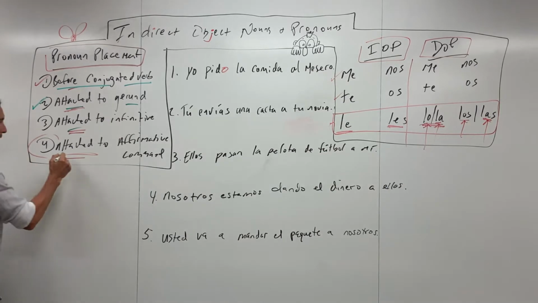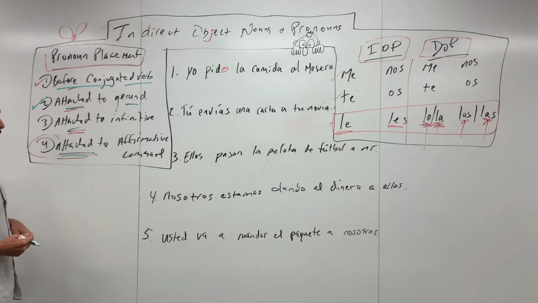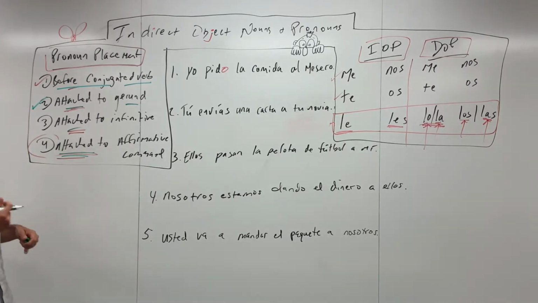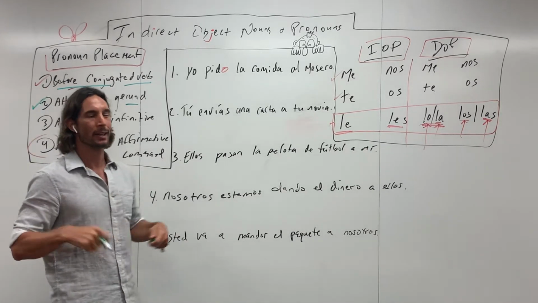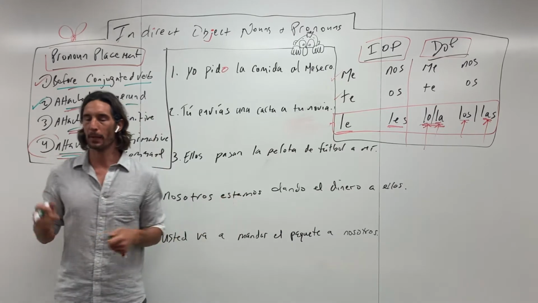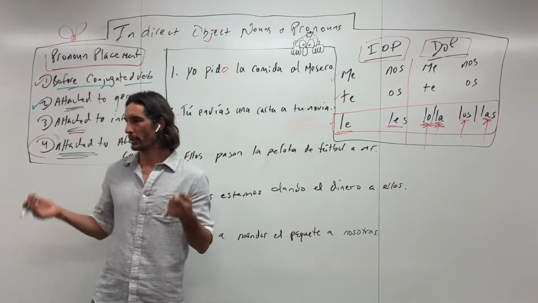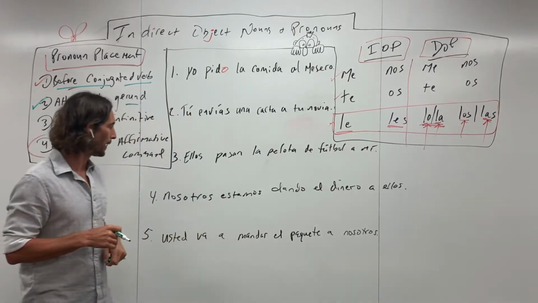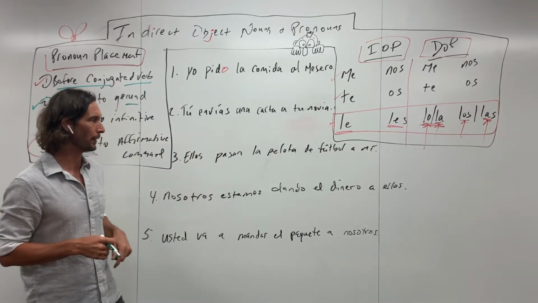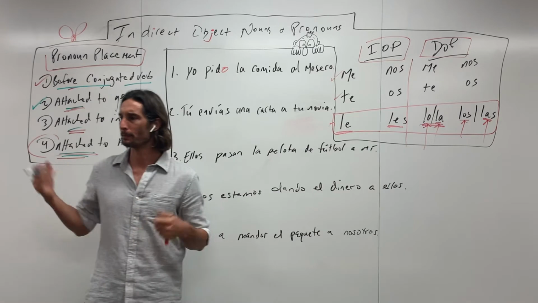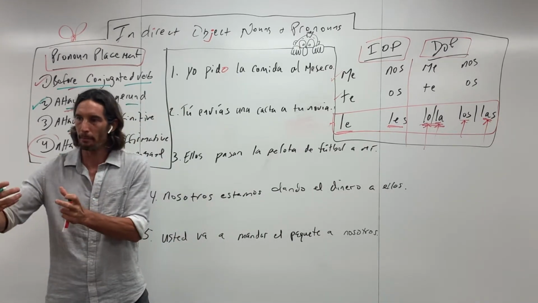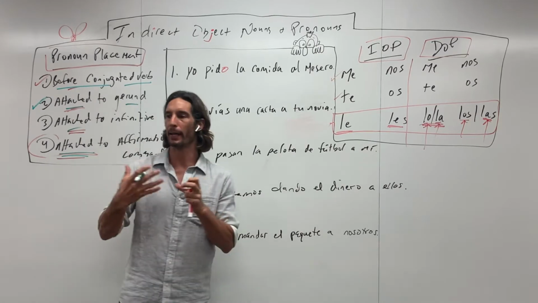And then the fourth place, which isn't relevant to this, but I guess it's worth mentioning, is that it can be attached to an affirmative command. Whether it's an informal or formal command, it doesn't matter. It's an affirmative command. So we could say, using this as an example, pásame la pelota, so pass me the ball. Notice the me gets put on the back end.